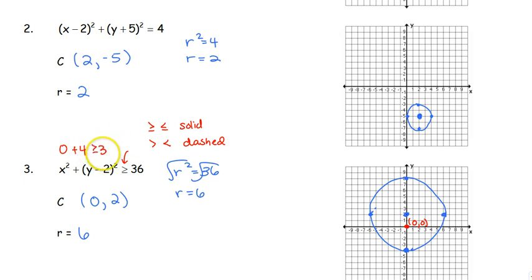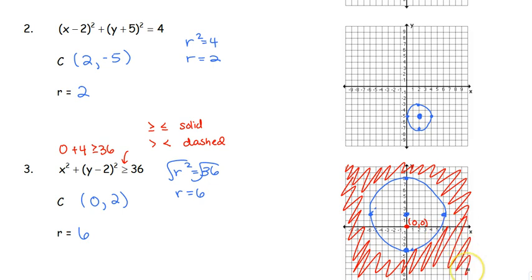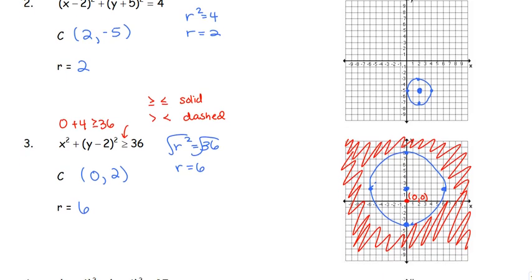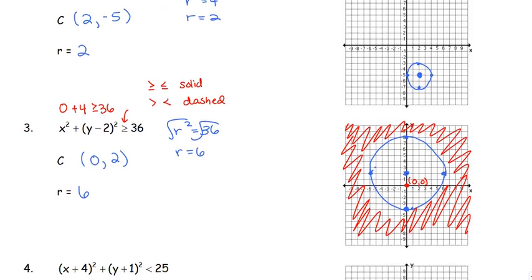Is 4 greater than or equal to 36? No. So since that's not true, we are going to shade outside the circle. So if it's true, we shade inside the circle or wherever the (0, 0) is. So since (0, 0) was inside the circle and it was false, we shade outside the circle. If (0, 0) was true and it was inside the circle, we would shade inside.